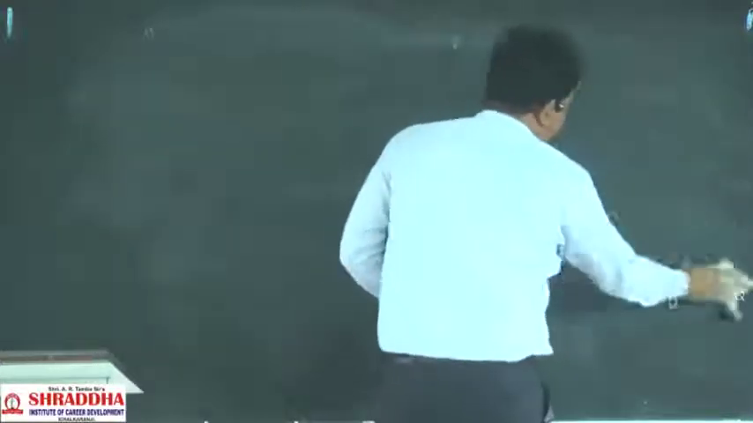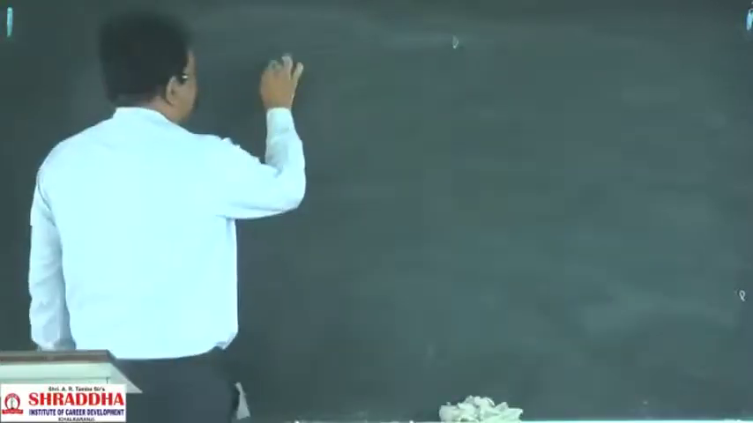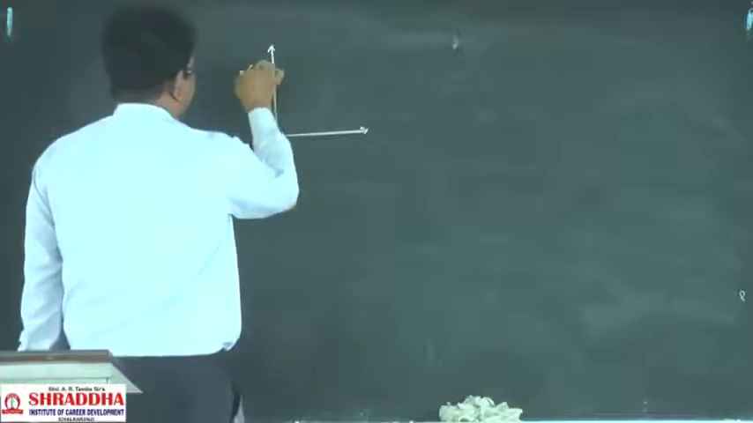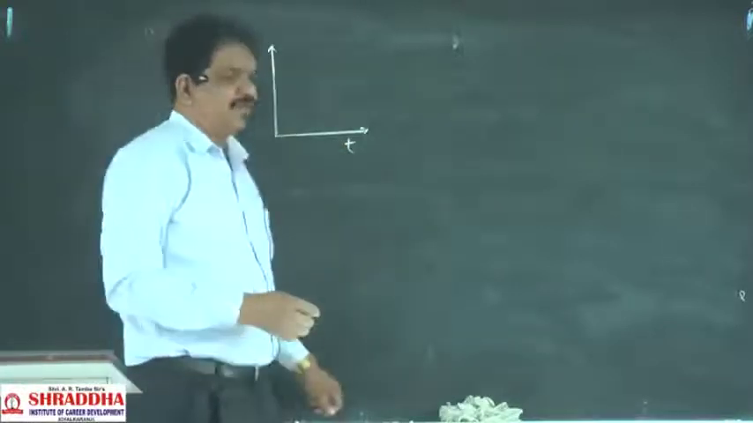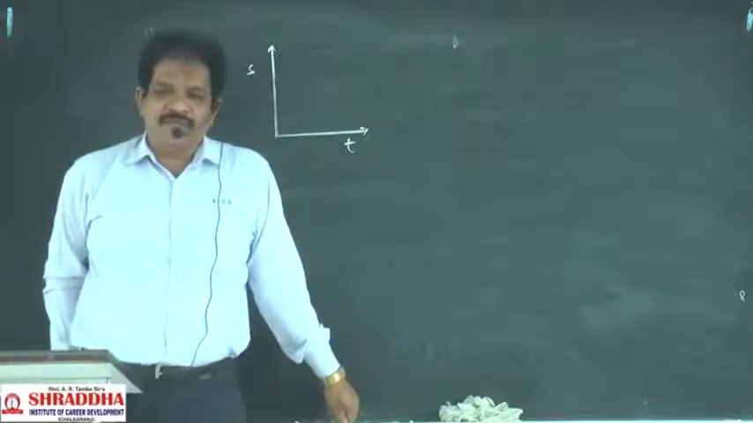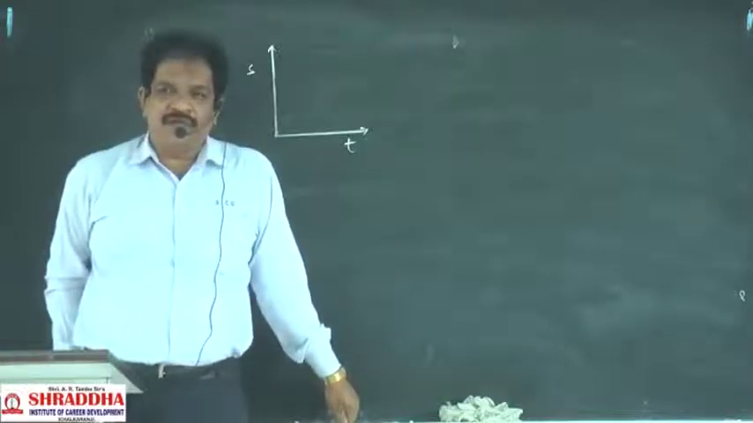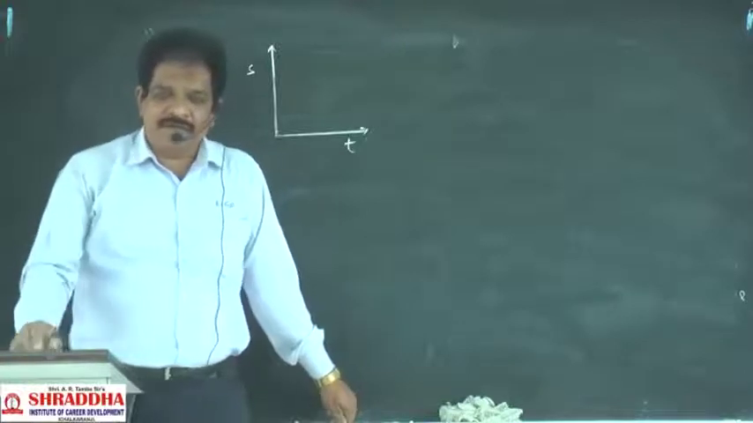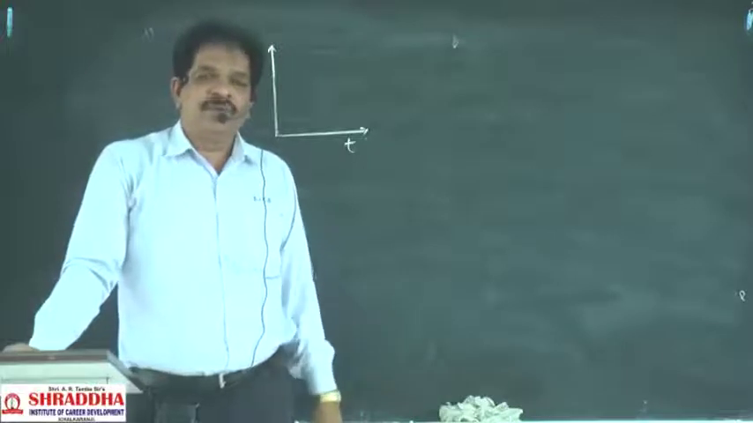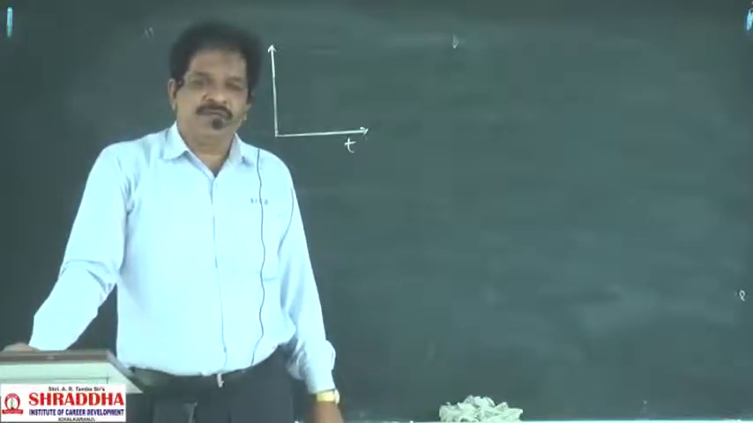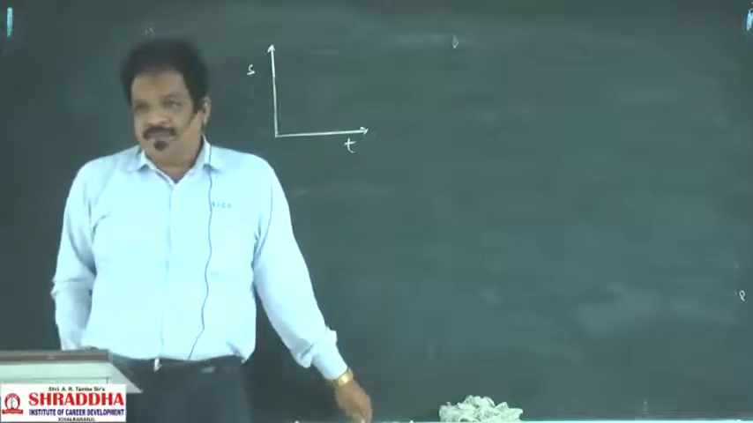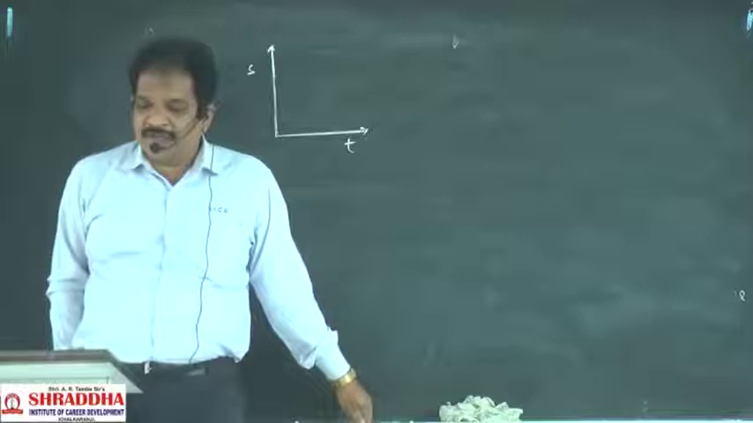In this class, what we discussed, I will recall in 2-3 minutes. Initially I discussed the displacement time graph, taking displacement values on the y-axis and time values on the x-axis. If you draw a graph, that will be called the displacement time graph. What are its uses? The slope of the tangent at any point gives the instantaneous velocity.